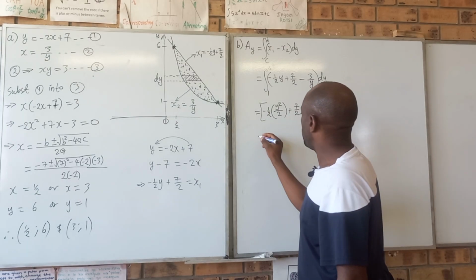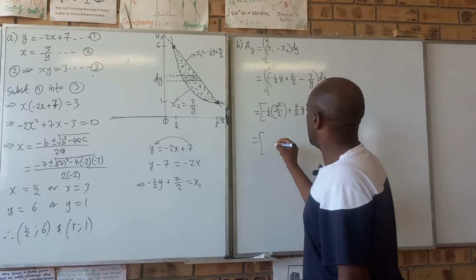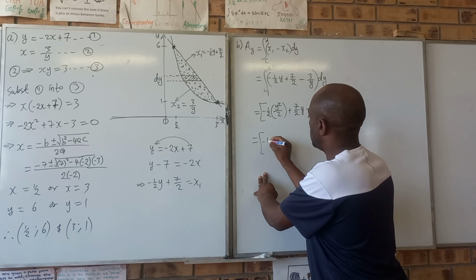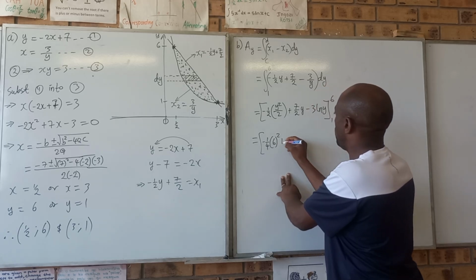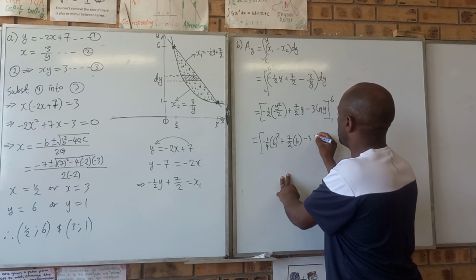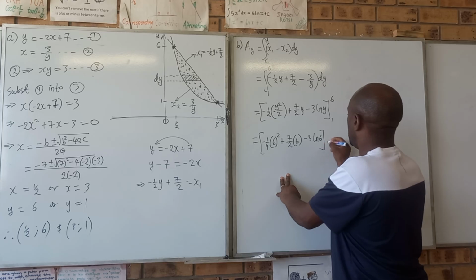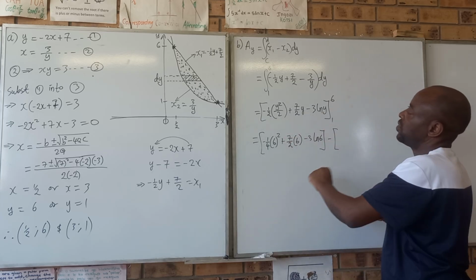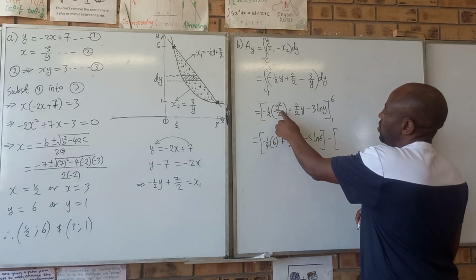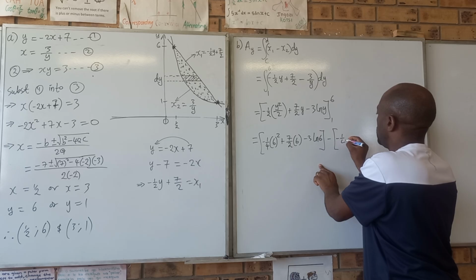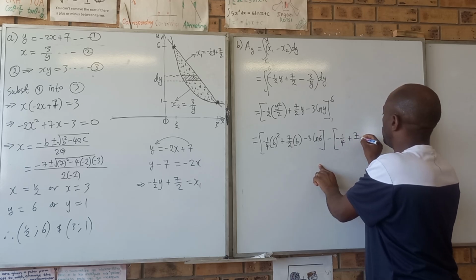If I put my upper limit, I will know that this 2 and 2 will give me 4. So this is negative 1 over 4 into 6 squared, then plus 7 over 2 into 6 minus 3 ln 6. That's my upper limit. My lower limit, I will substitute into the same equation. So if I put 1 there, that's negative 1 over 4 plus 7 over 2.